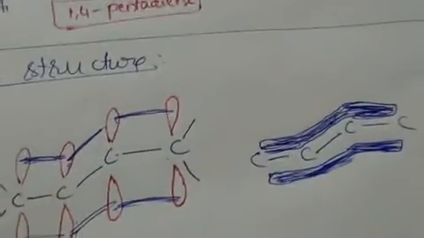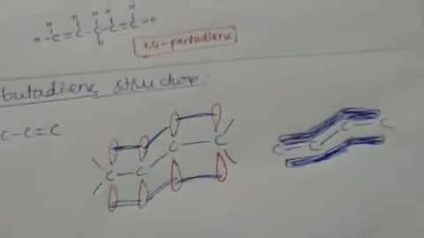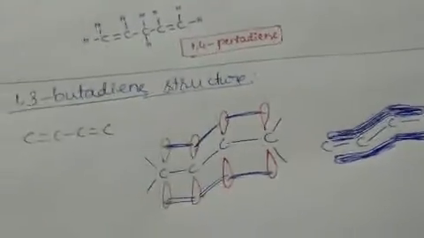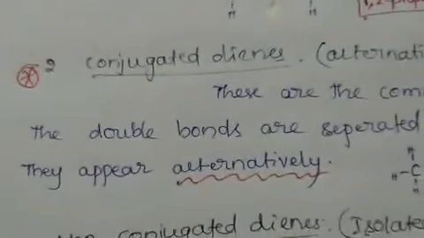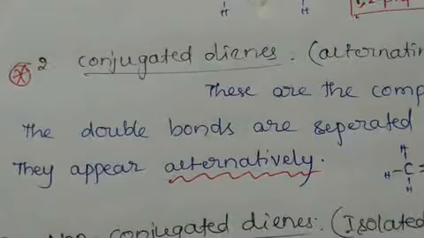So this is the speciality of conjugated dienes. Okay, so this makes 1,3-butadiene very unique. This makes the conjugated dienes very special out of all the dienes. Okay.